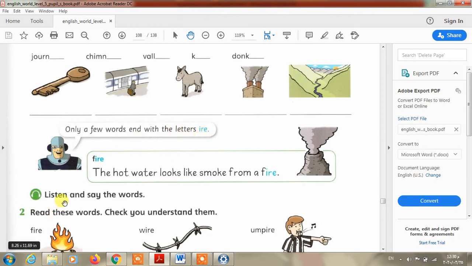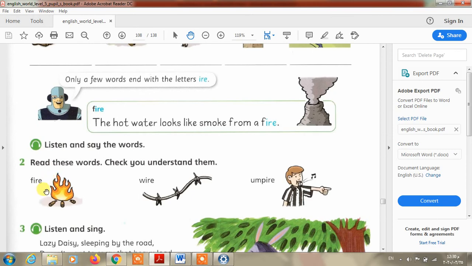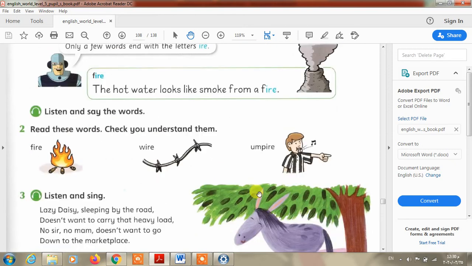Few words like fire. The hot water looks like smoke from a fire. Fire, I have fire, wire, umpire.